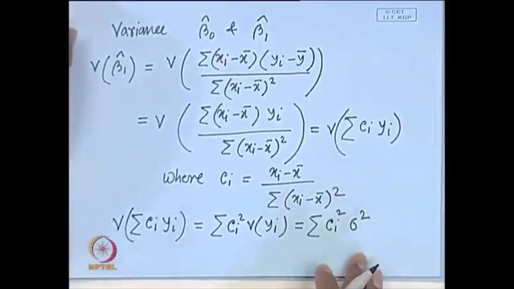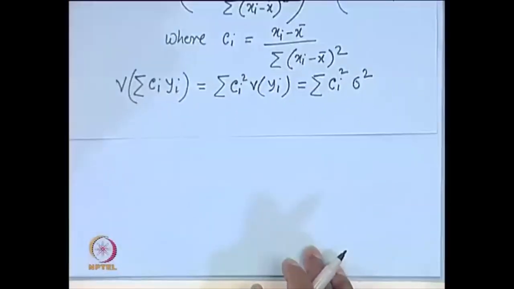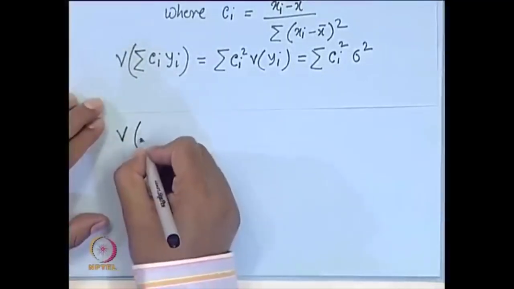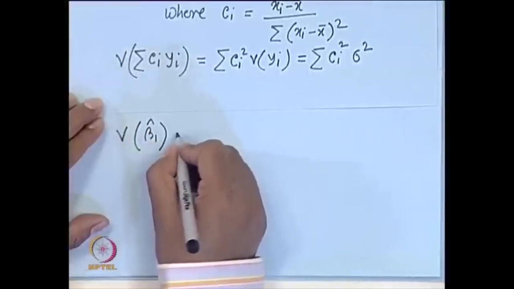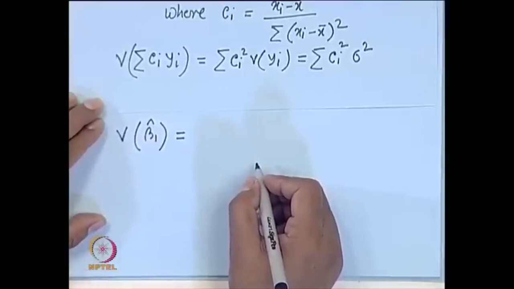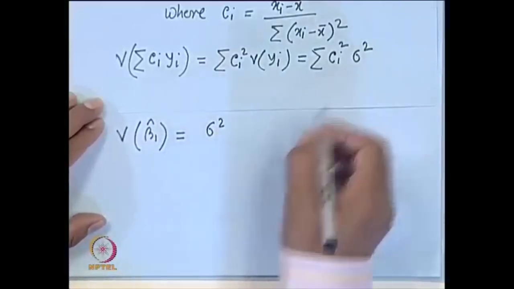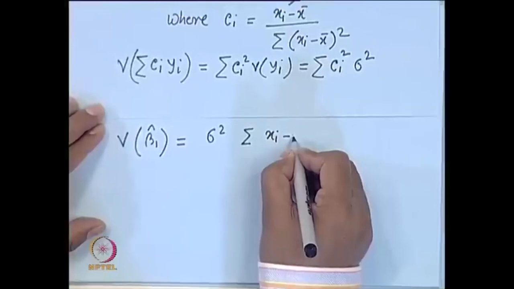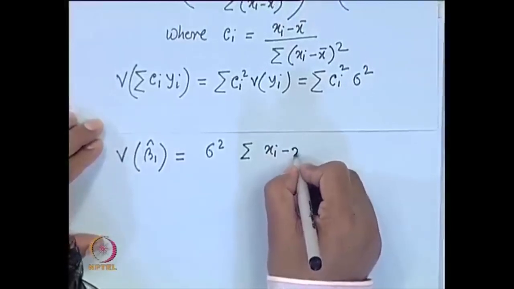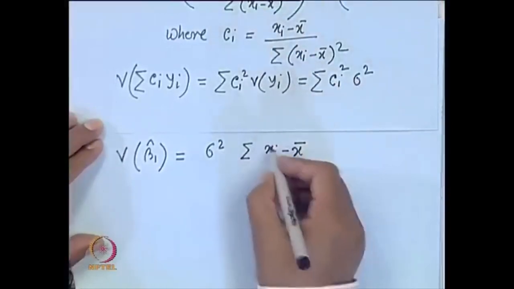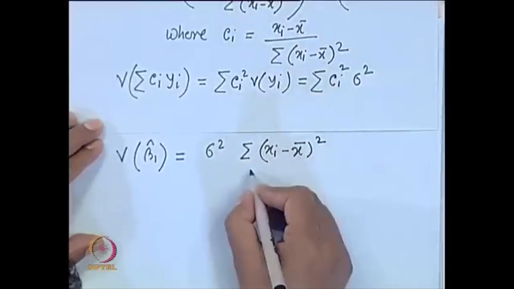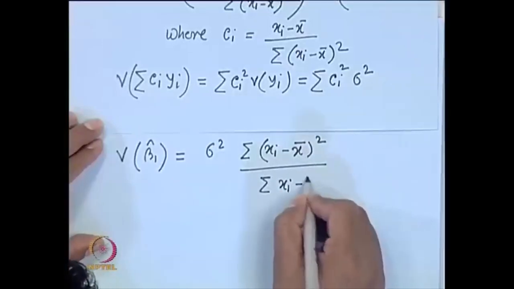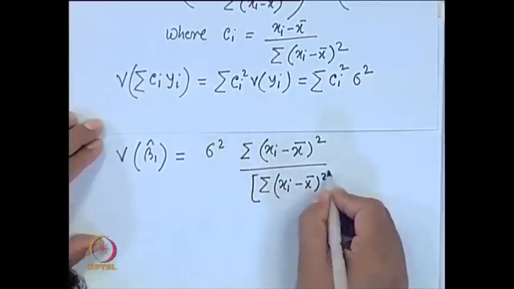Now, what is summation c_i square? So, variance of beta 1 hat is equal to sigma square into summation c_i square, which is equal to summation of (x_i minus x bar) whole square by the square of summation (x_i minus x bar) whole square.